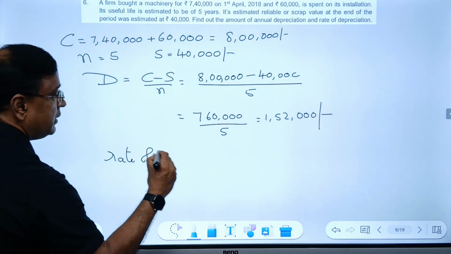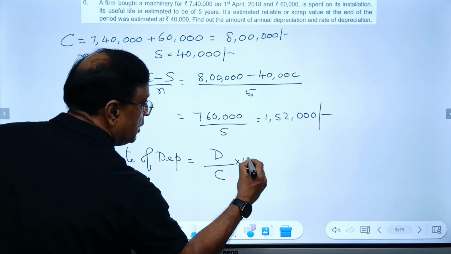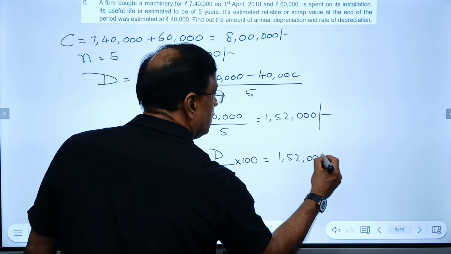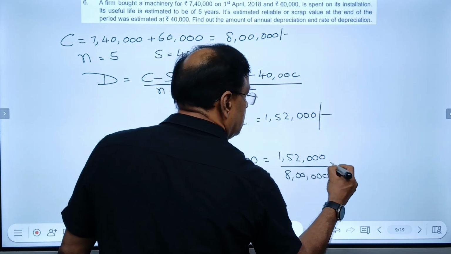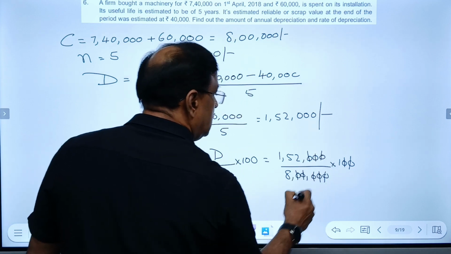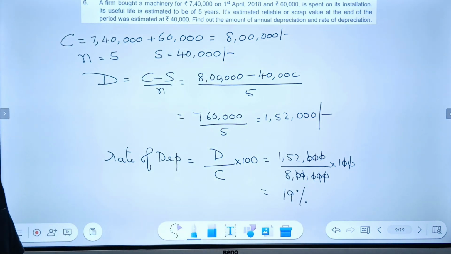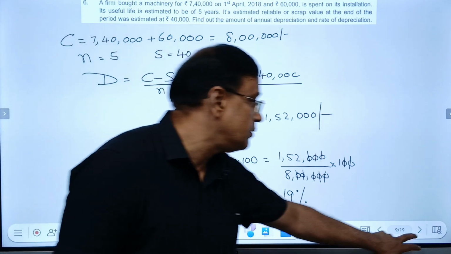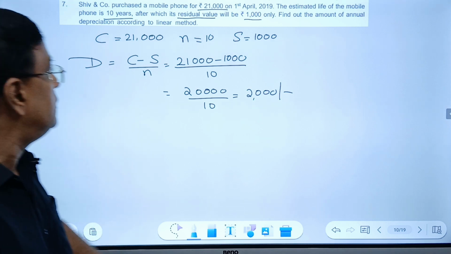The rate of depreciation is depreciation by the original cost into 100. So what is the depreciation here? It's 1,52,000 by the original cost, which is 8 lakhs, into 100. So you can cancel it: 1, 2, 3, 1, 2, 3. So it will be around 19%. So this is the rate of depreciation. It's very simple: depreciation by original cost into 100. Now here he is not asking us to find the rate of depreciation, so we will leave it here.